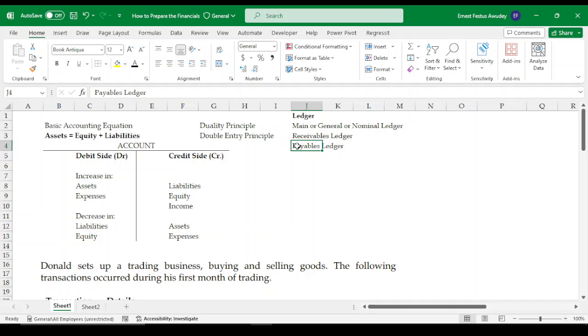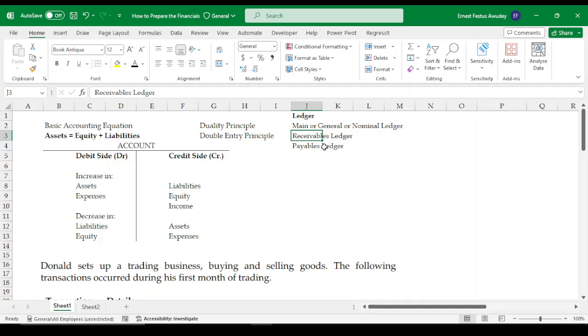Then the payables ledger is the opposite of the receivable. That one contains the individual accounts of all suppliers of the business. All right, so that is the payables ledger. Whenever the business purchases goods on credit from businesses outside, then those transactions are going to be recorded in our payables ledger. Whenever the business sells goods on credit to customers, then those transactions are going to be recorded within the receivables ledger.